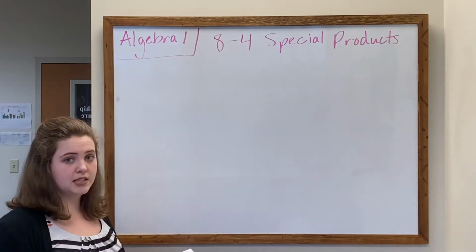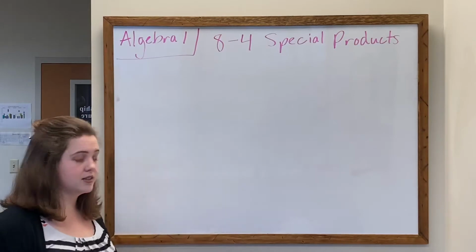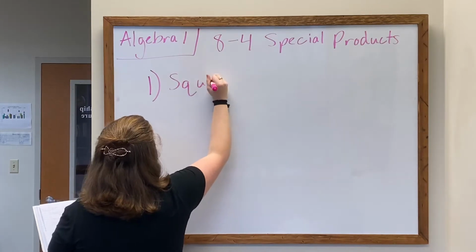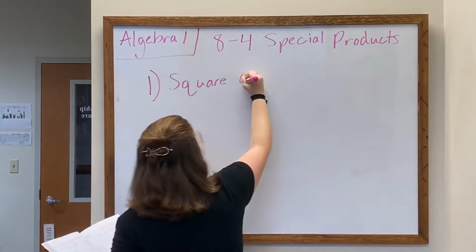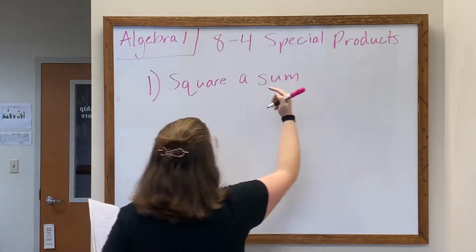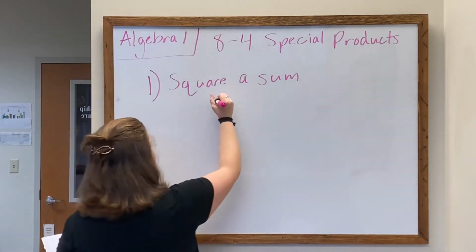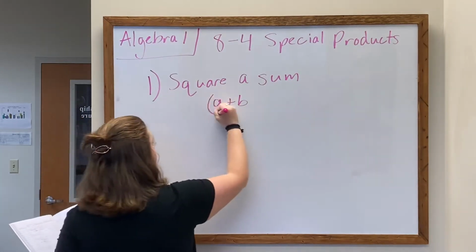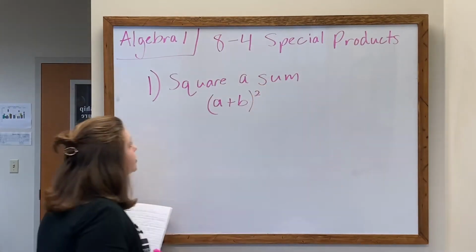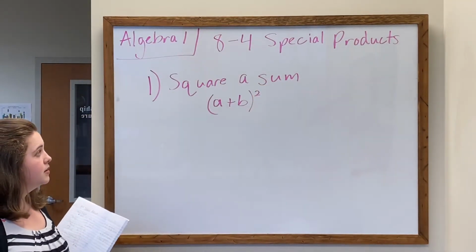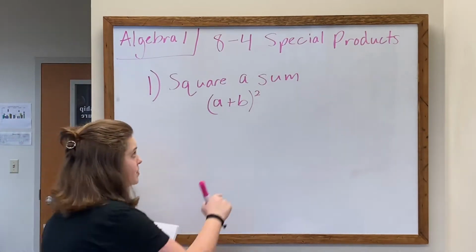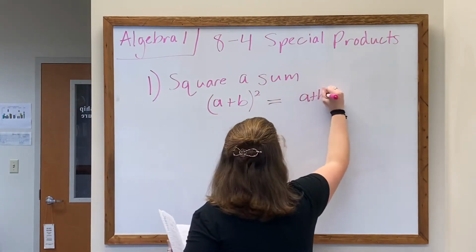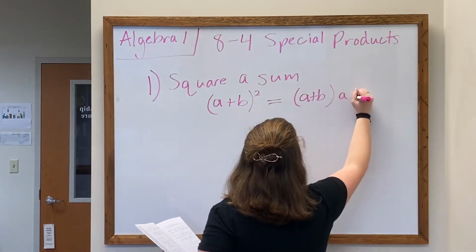So the first special product is when we square a sum. Now a sum is any two numbers added together, right? Like a plus b. If we square that, it's going to look like (a plus b) squared. Now this is multiplying polynomials because we know that (a plus b) squared is the same as saying (a plus b) times (a plus b).